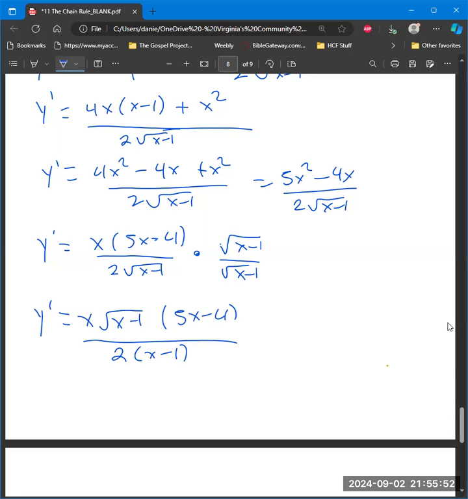We don't always make you rationalize the denominator in calculus. It's good practice, if you don't know if you should do that, to rationalize the denominator. Listen to whatever instructions your teacher gives you on whether your teacher tells you to rationalize the denominator or not.